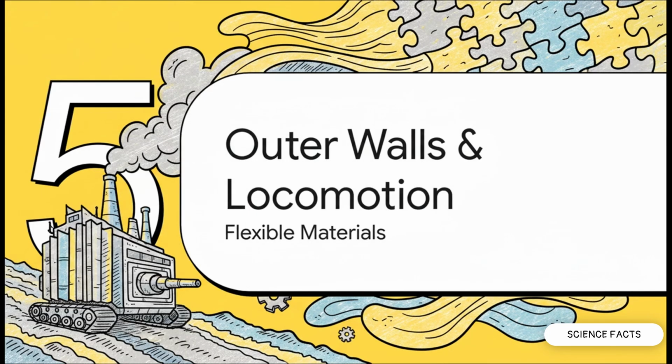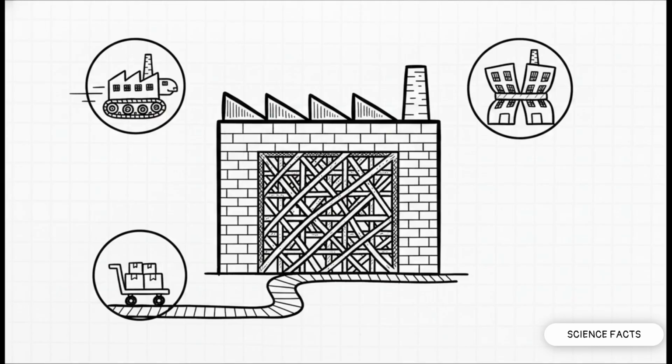Section 5, Outer Walls and Locomotion. Time to look at our flexible building materials. A factory can't just be purely rigid, right? It has to adapt. Sometimes our city factory even needs to crawl across the terrain. And this is where the protein actin comes into play. Actin filaments are our multi-purpose flexible scaffolding.